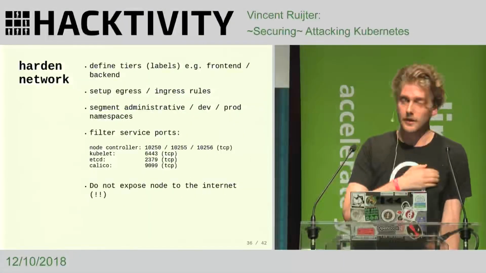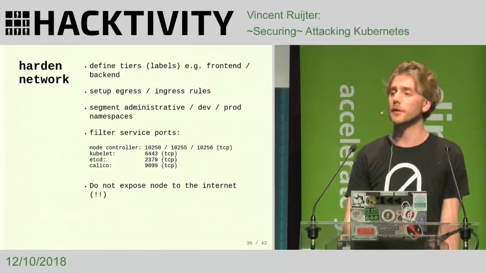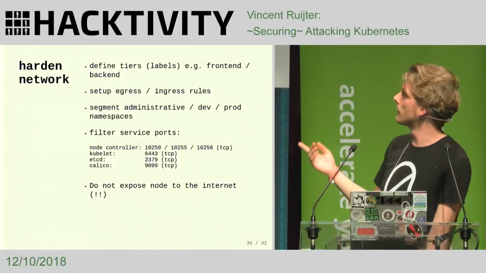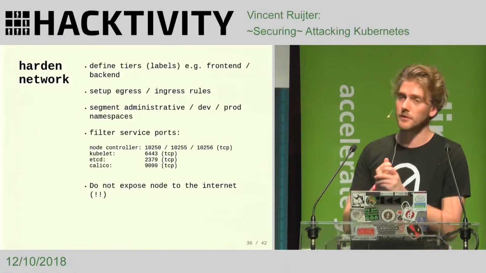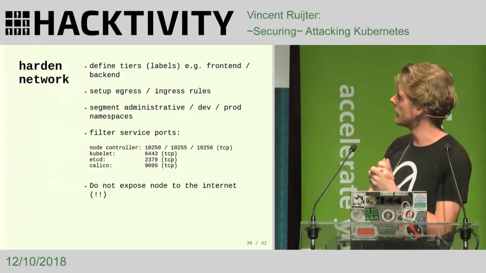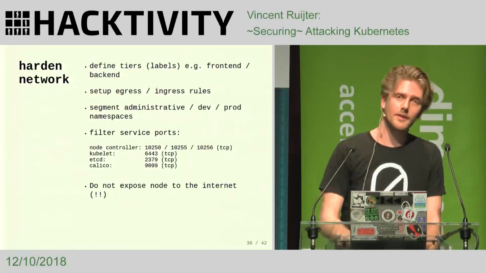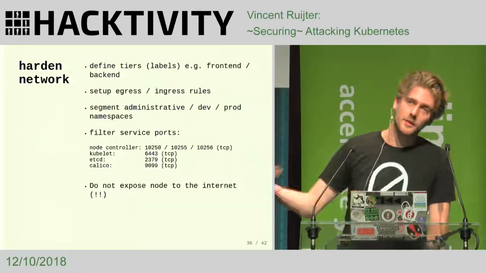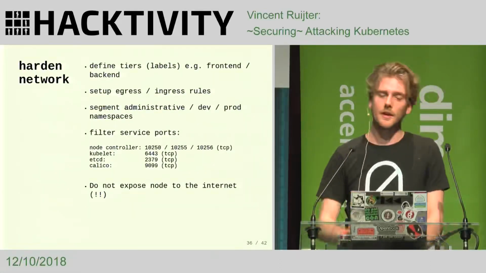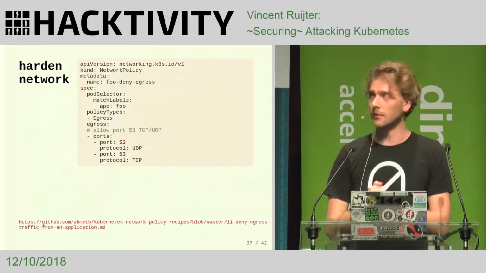And yeah, you should also filter the following service ports if you decide to have your cluster exposed on the internet. So the kubelet API should not be reachable. The node controller port should not be reachable. etcd and even Calico, they should not be exposed on the internet. But yeah, better do not expose anything on your Kubernetes cluster to the internet. Maybe your websites, but anything that's critical for your cluster is better to keep inside your internal network.